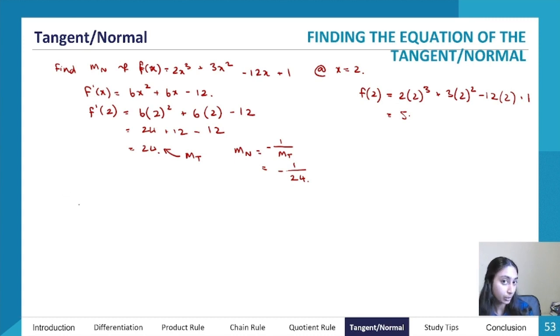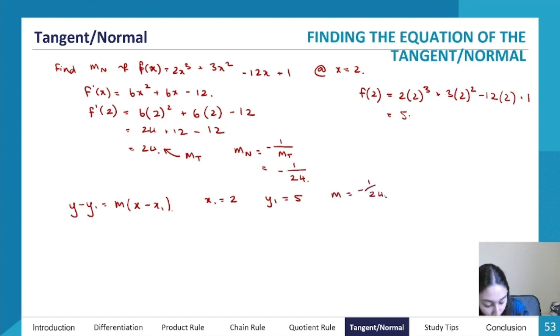y minus y1 is equal to m x minus x1. I'm going to take a sec to just write down all my variables at this point. So my x1 is equal to 2, my y1 is equal to 5, and my m is equal to negative 1 on 24. All right, so y minus 5 is equal to negative 1 on 24 x minus, no, 2.